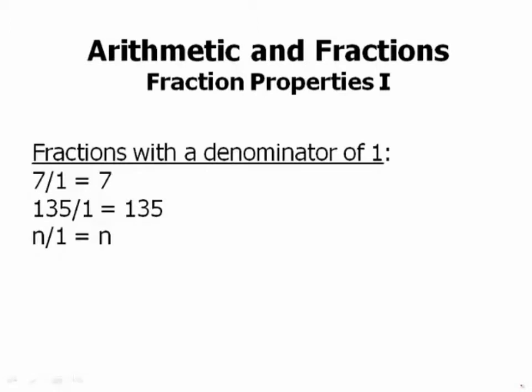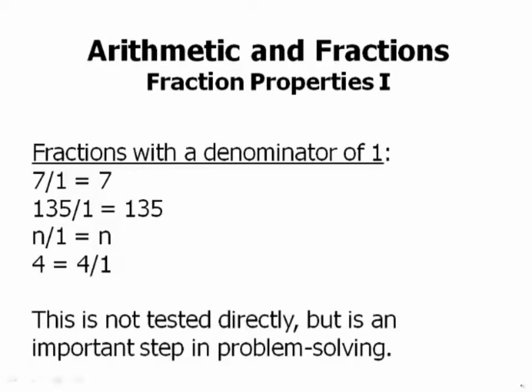Now, it's very important to appreciate that, first of all, we can use this to write an integer as a fraction. So if we had 4, we could write 4 as a fraction. We could write it as 4 over 1. We could write any integer n as the fraction n over 1. Well, why is this important? This is not tested directly. The test is not going to ask you, what does 135 over 1 equal? That's not going to be a question.